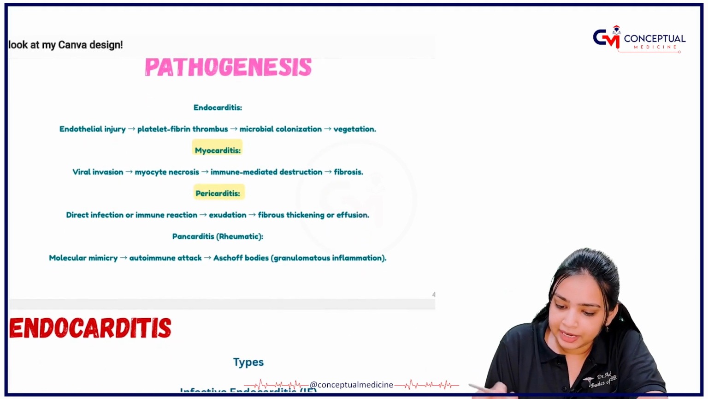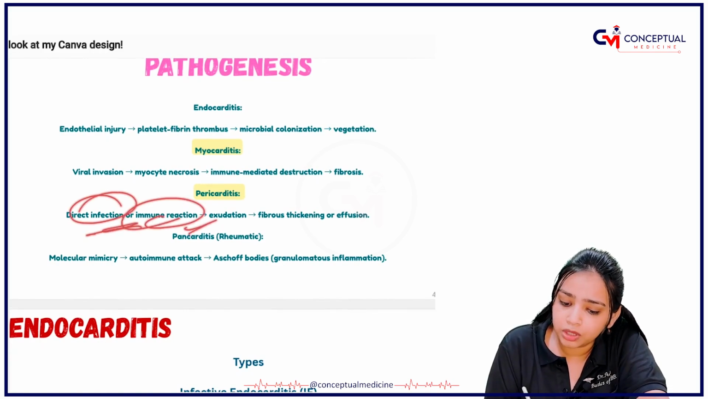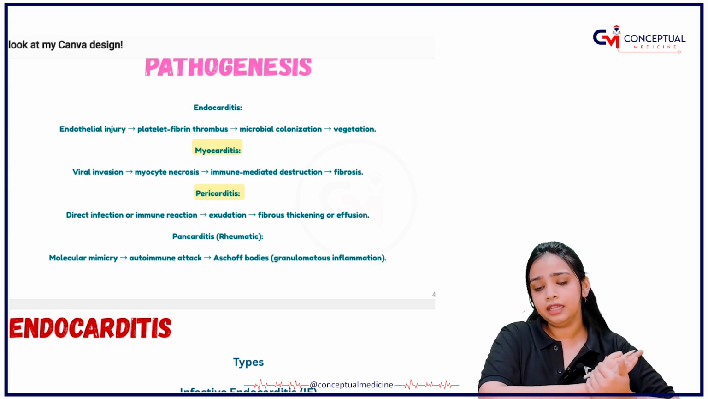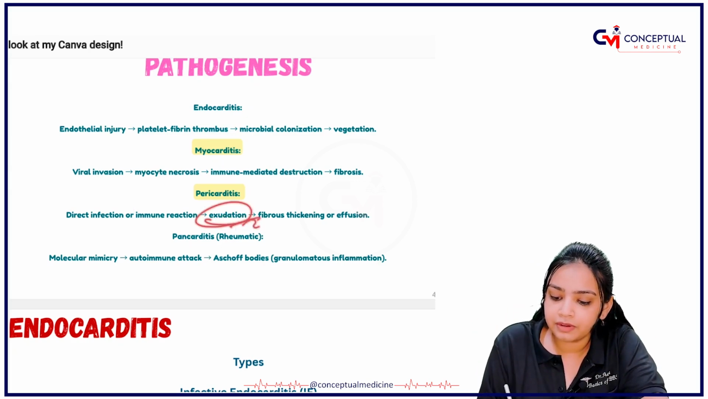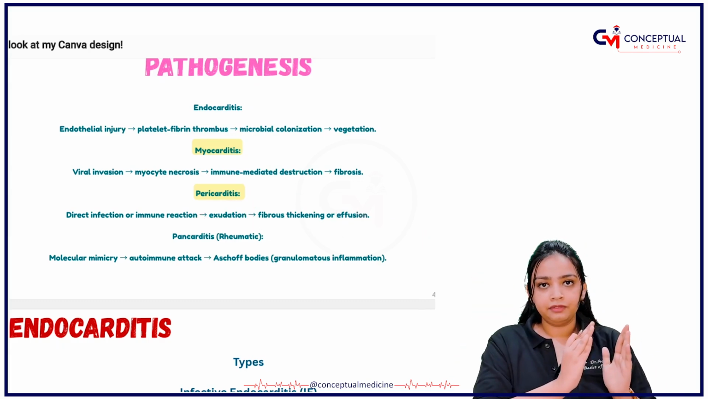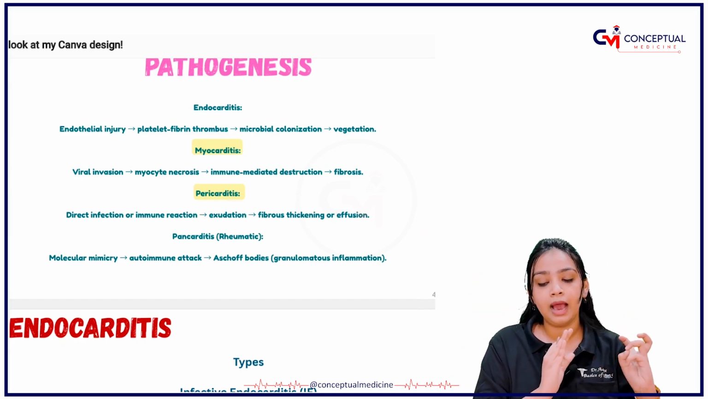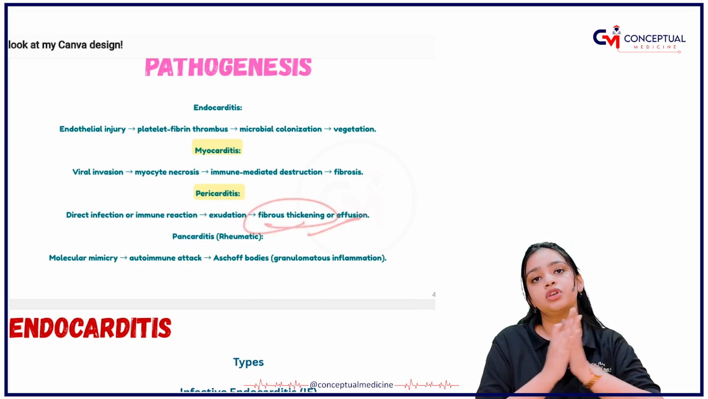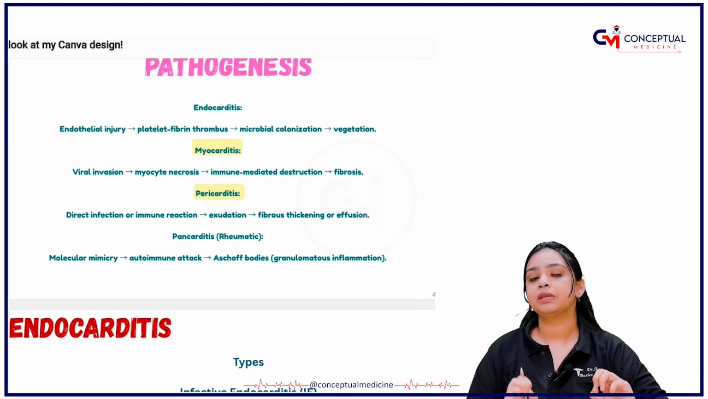Next you have is the pericarditis. In pericarditis, what happens is there is direct infection or the immune reaction. Nothing is external, there is just a direct infection. After the infection, there will be exudation, and after the exudation there will be the thickening of the fibrous layer.